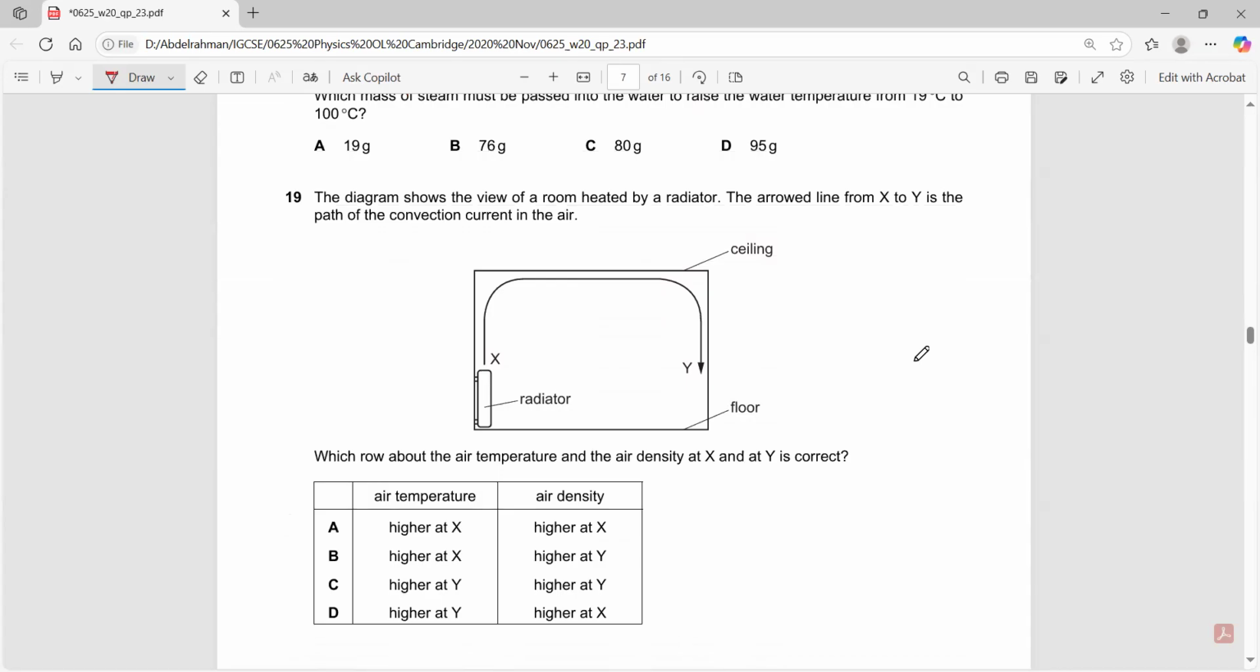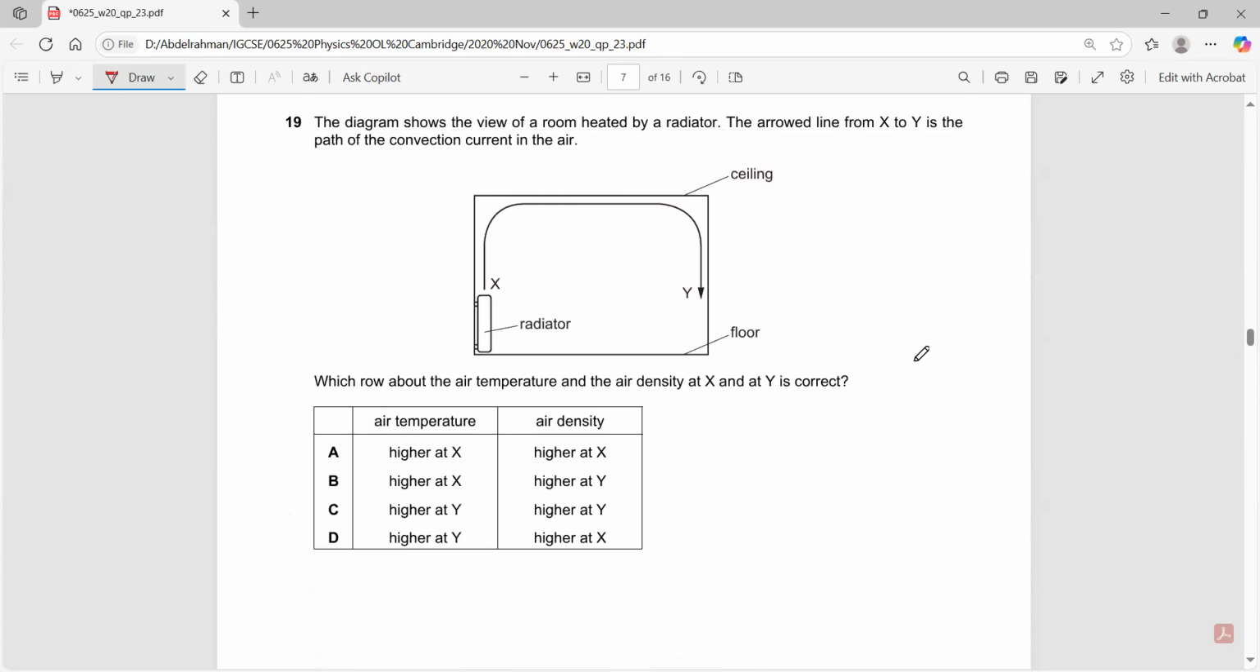Diagram shows the view of the room. Which row about the air temperature and the air density at x and y is correct? Where is the higher temperature? The higher temperature would be at x. Why? Because it's just above the radiator.